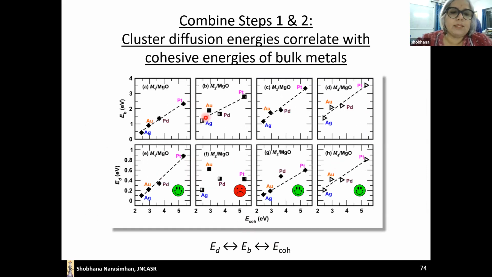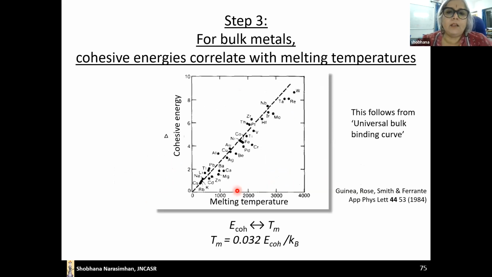So now you put these together and you plot the diffusion barrier versus the cohesive energy. And again, you get a pretty good correlation for the monomer, for the trimer and the tetramer, but not for the dimer, for the reasons I've already discussed.